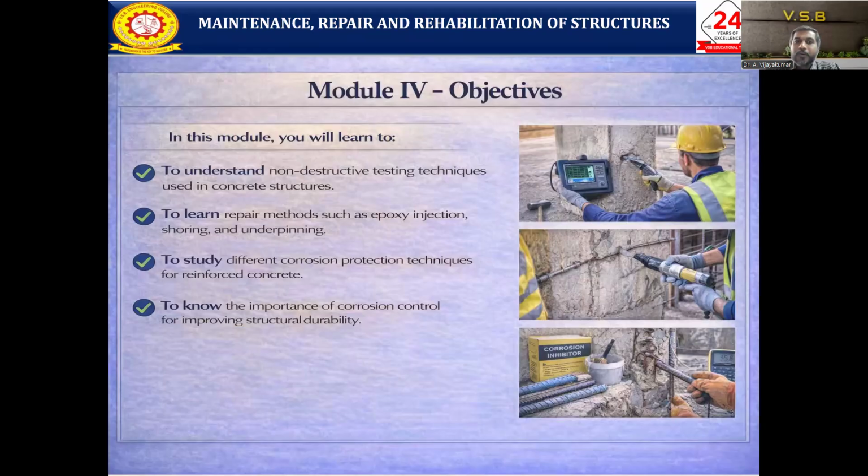As usual, the Module 4 objective is for the learner to understand the NDT techniques used in concrete structures. The learner should understand what is meant by NDT techniques, what methods are available, which methods can easily be used for assessing the performance of the structure, and how to conduct the NDT test. Everything is covered in objective one.